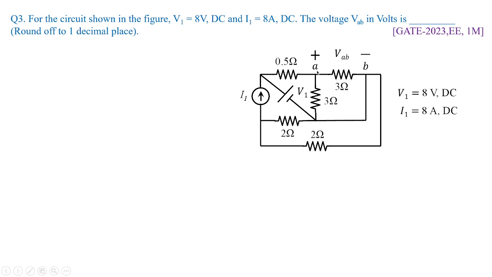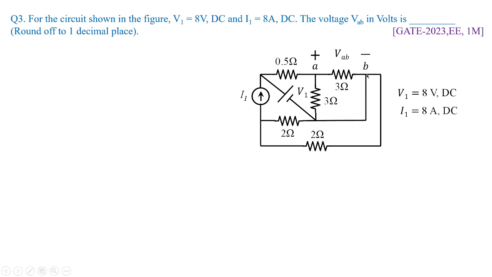Now, observe point A and point B, where you have 3 ohms, and plus and minus is the value of voltage measured across 3 ohms. That 3 ohms is again in parallel with 3 ohms. So that is a careful observation you need to make over here. Between A and B, 3 and 3 are in parallel.